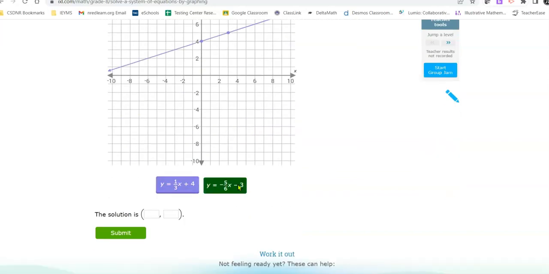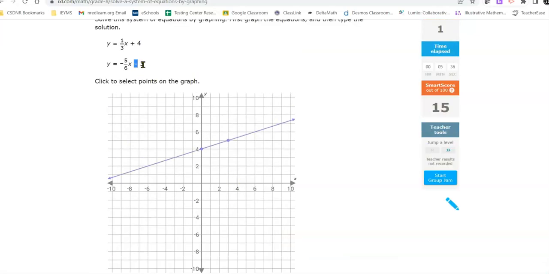Now I'm going to click over here for green, and I'm going to start at the y-intercept, which is -3. -1, -2, -3. Now be careful with your movement. The slope is -5/6. The negative should go with the top number.